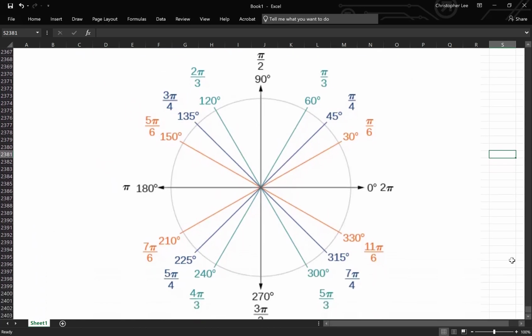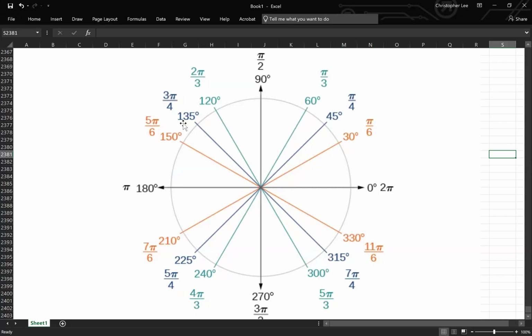So you have 0 degrees and 2 pi. Well, no, just say it was 0, right? 30 degrees comes after that, or pi over 6. Next is 45 degrees or pi over 4. After that, it will be 60 degrees or pi over 3. 90 degrees or pi over 2, 120 degrees or 2 pi over 3, 135, 3 pi over 4, etc.